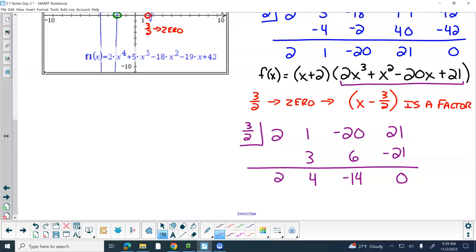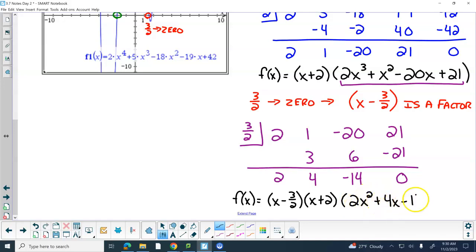Okay. So now f of x can be written as x minus 3 halves, x plus 2, and 2x squared plus 4x minus 14.